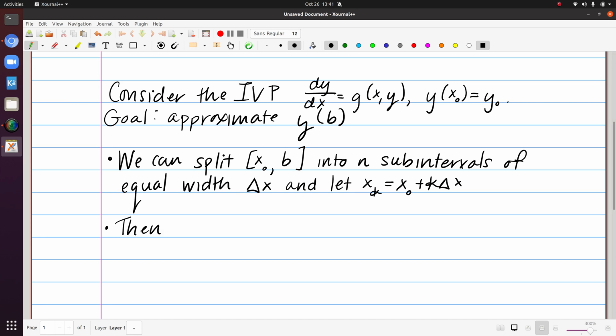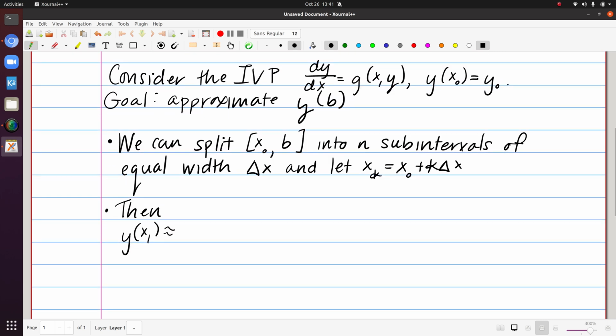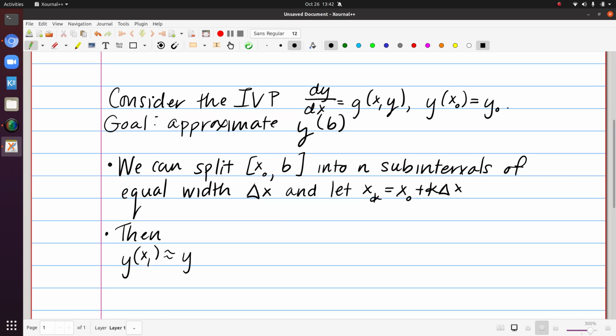So if I now want to approximate y of x1, then think of x1 here as the value we want to approximate our solution function at. And I'm going to use a linear approximation. So according to our formula above, I would need to take my known y value. So that was y of x sub 0. The derivative at that point times the change in x here.